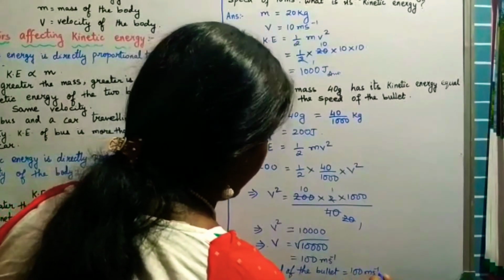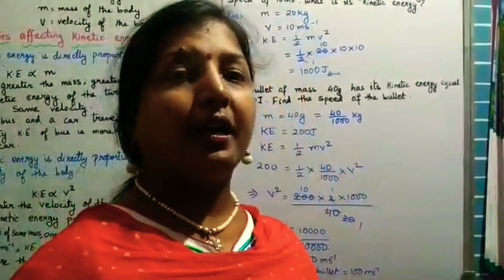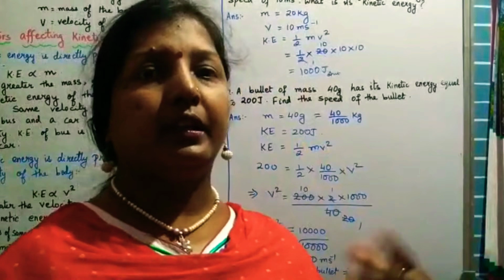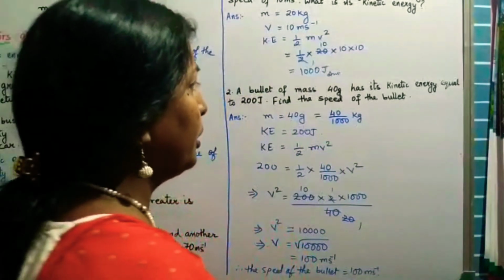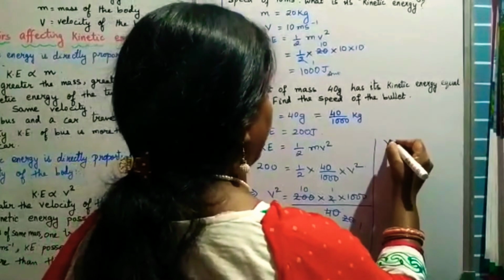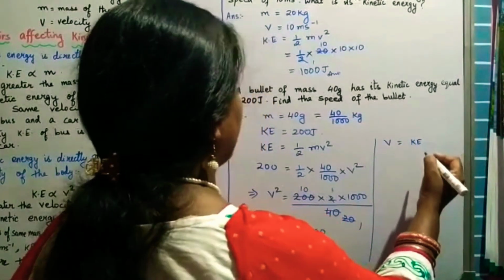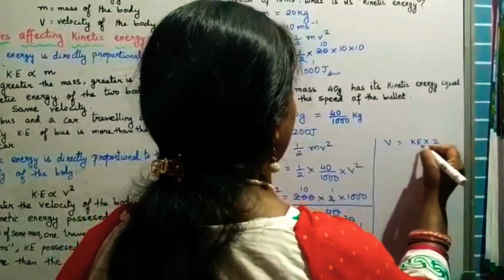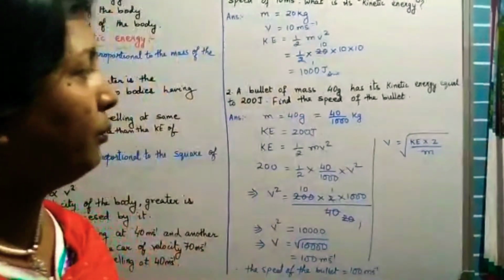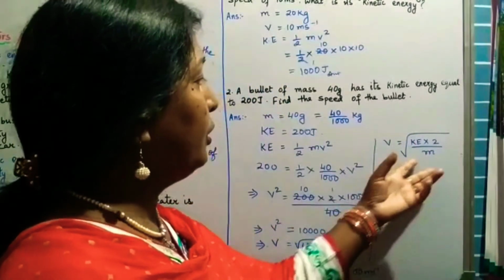Now, when you're solving this problem, some of you may ask, ma'am, can I directly put the formula of v over here and then solve it? Yes, no problem. You can go along like that even. Say if somebody goes for v is equal to the square root of kinetic energy into 2 by mass. This is the direct formula to find out the velocity of the bullet. So if somebody uses this formula even, that is also okay.